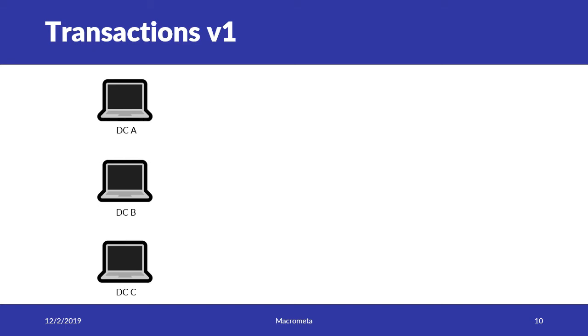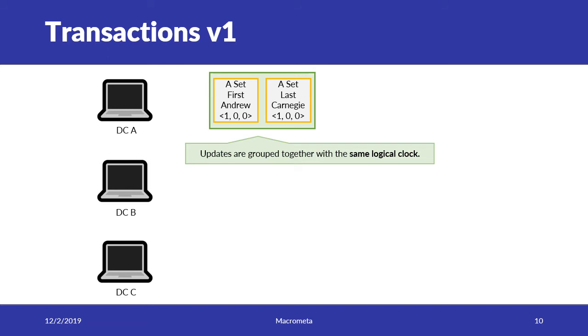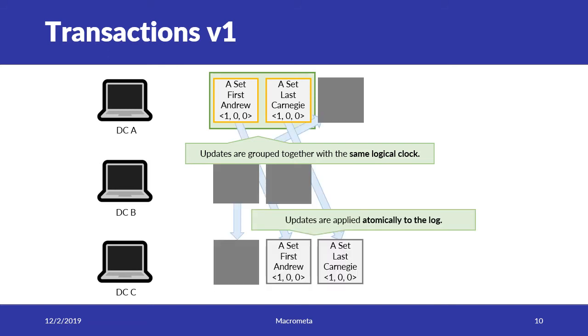So if we have our example again with three data centers, we'll start by performing the updates where we change the first name to Andrew and the last name to Carnegie. And for the logical clock, we'll assign the same logical clock. So these updates will be grouped together with the same logical clock, indicating that they should be part of the same update. Now, as other updates occur in the system, we'll transmit these updates atomically together, and we'll apply them to the log at the exact same time and rematerialize the object at the same time.